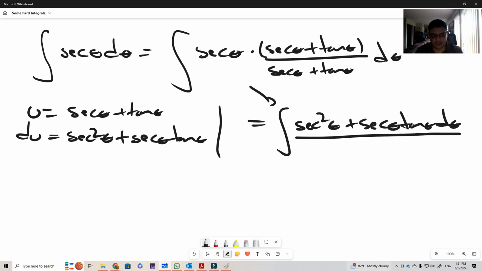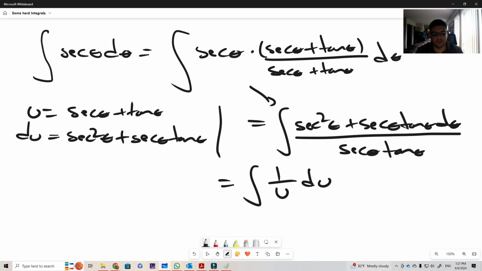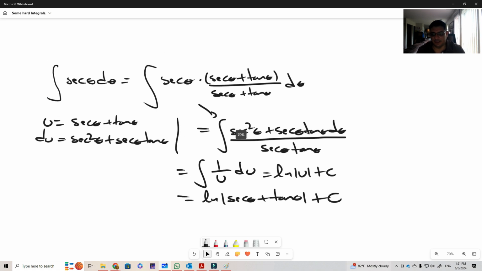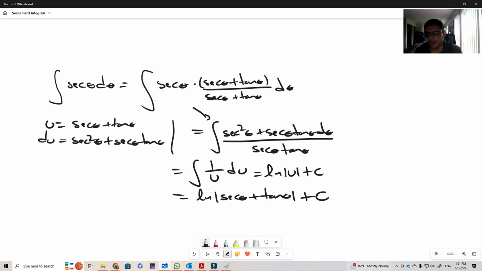So as you can see, I have the du on the top, and I have the u on the bottom, and this is simply the integral of 1 over u du. And so this becomes log of the absolute value of u plus c, and then I have log of secant of theta plus tangent of theta plus c. Okay? So that's the first integral. That's something that I can simply do by substitution.